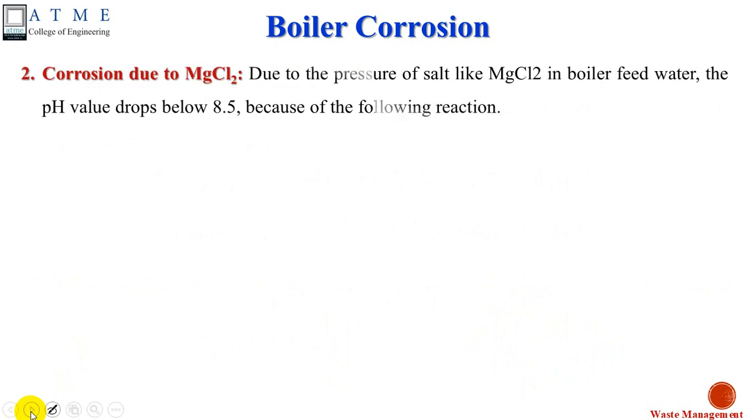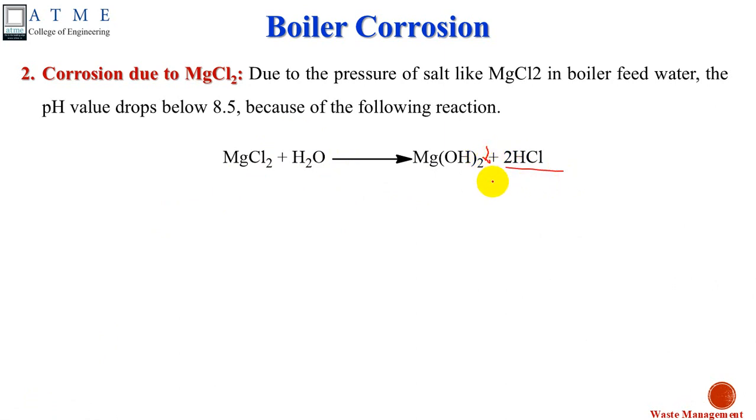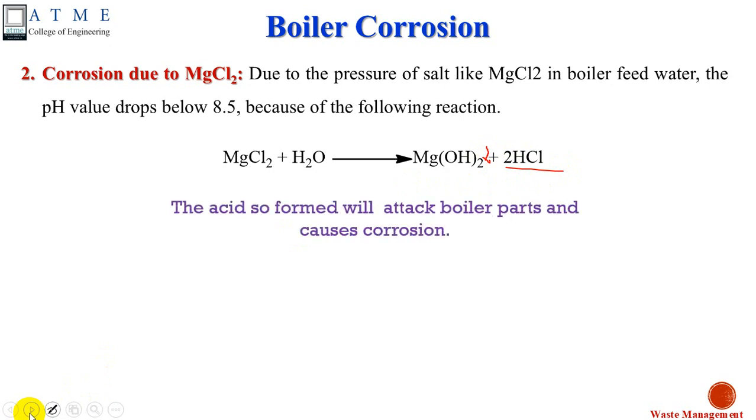Let us move on and see the corrosion due to magnesium chloride. The magnesium chloride present in water drops the pH below 8.5. The drop in pH is due to the hydrolysis reaction where magnesium chloride reacts with water to form magnesium hydroxide, which is a precipitate, with liberation of 2HCl. And during the reaction, the HCl liberated creates an acidic medium that causes the corrosion of boiler parts.